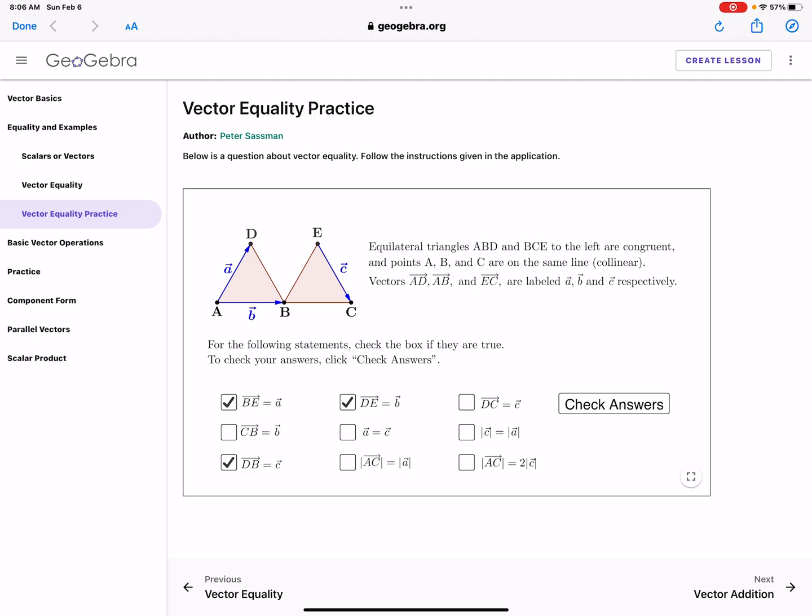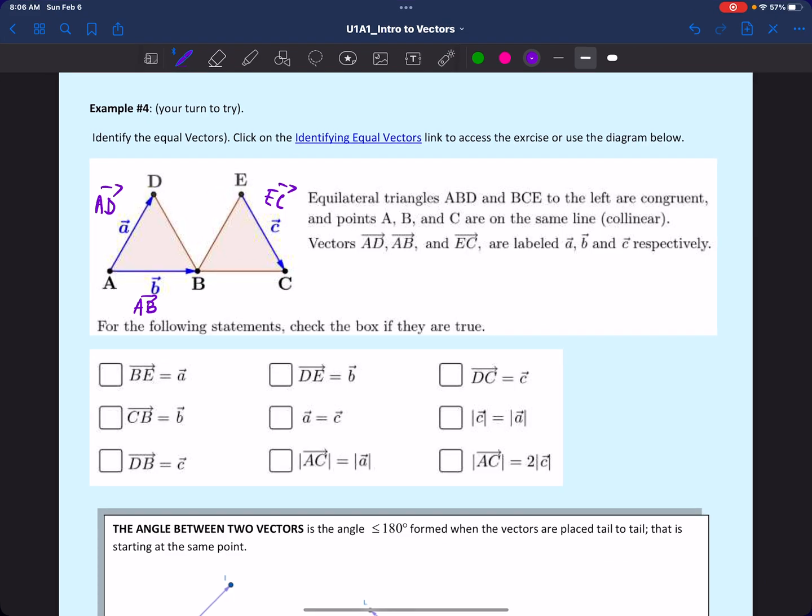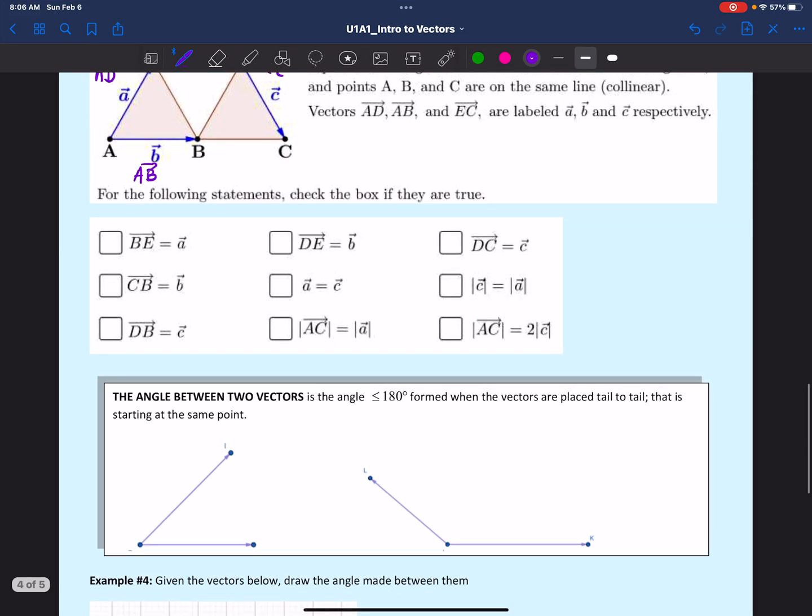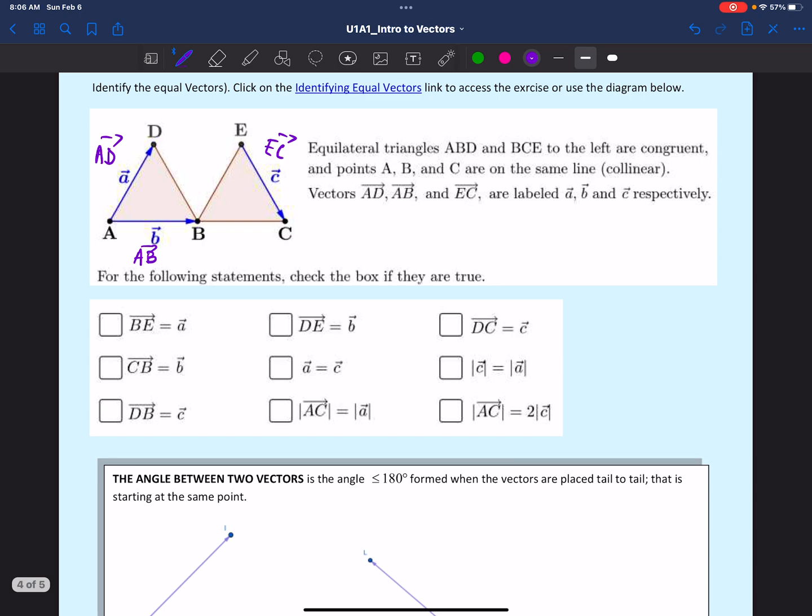Magnitude of C and magnitude of A. Yes, they do have completely different directions, but their magnitudes are equal. And magnitude of AC equals 2 magnitude of C. So we're looking into the magnitude, so the direction won't matter. And AC is twice the length of the side of each triangle, which makes it equal to 2C. So if you check your answers, we did a great job in here, and we can move on with our lives. So I'm going to say that it is true that vector BE equals vector A.